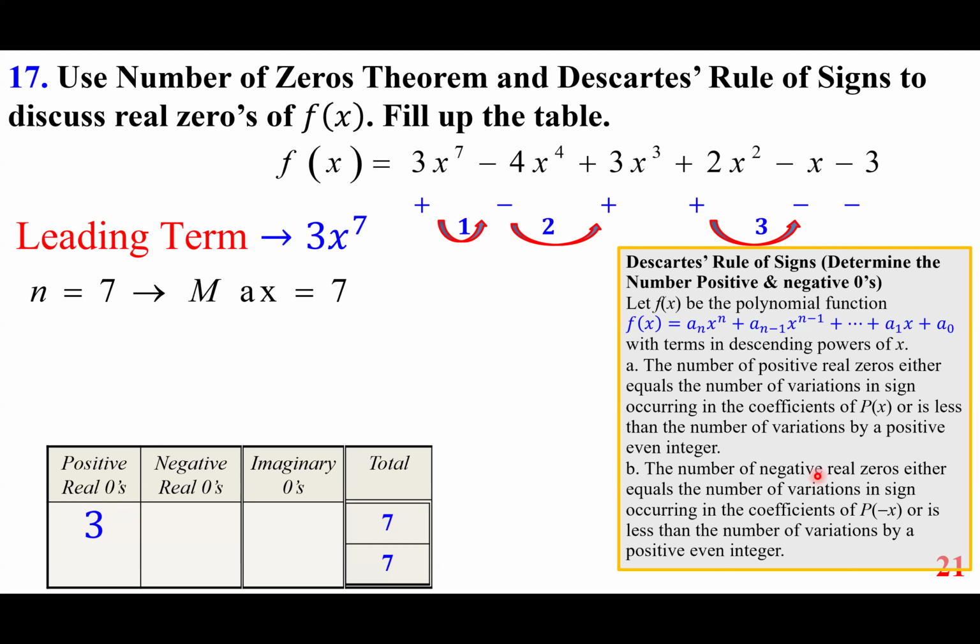Part B, the number of negative real zeros either equals the number of variations in sign occurring in the coefficients of p of minus x, or is less than the number of variations by a positive even integer. So first things first, we have to calculate f of minus x according to this.